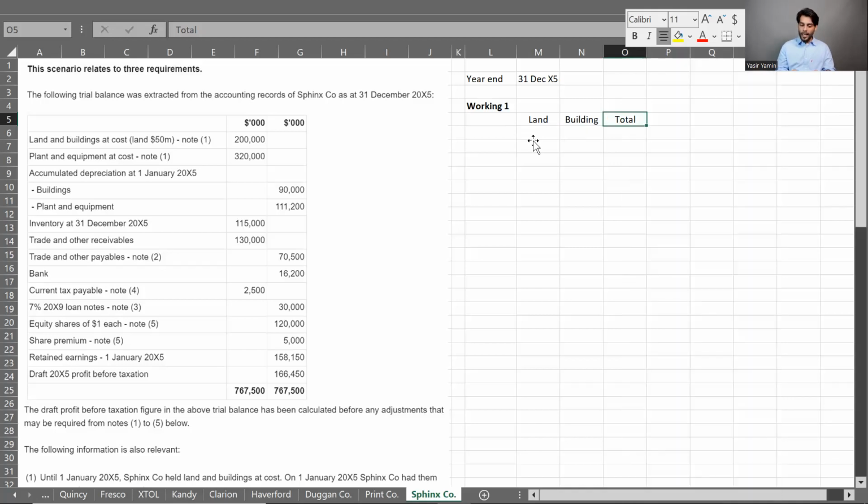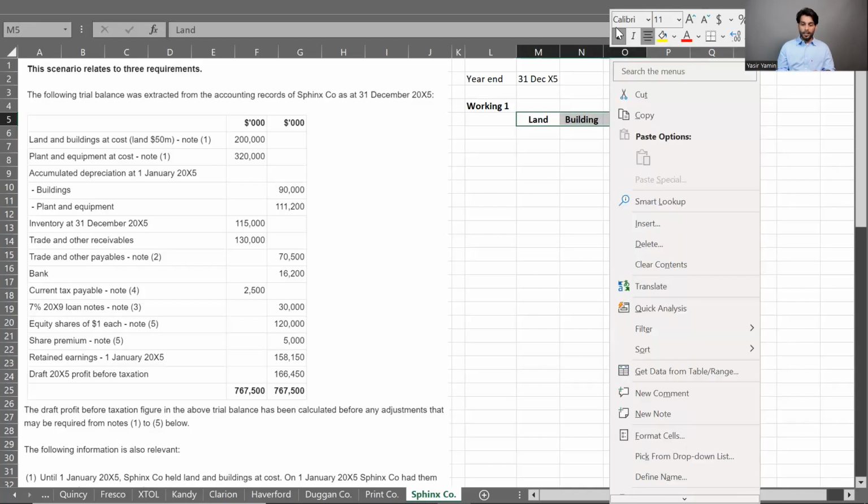And again, since this is a heading, I will just bold it, Control B. Or rather, you have this option in your examination as well as in your Excel. Just click this and you will have bold for whatever you want.